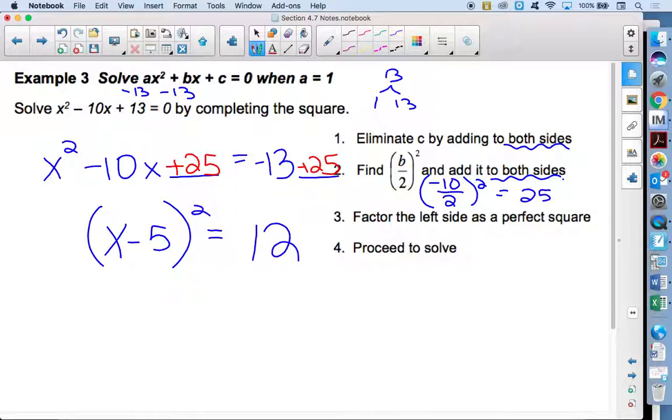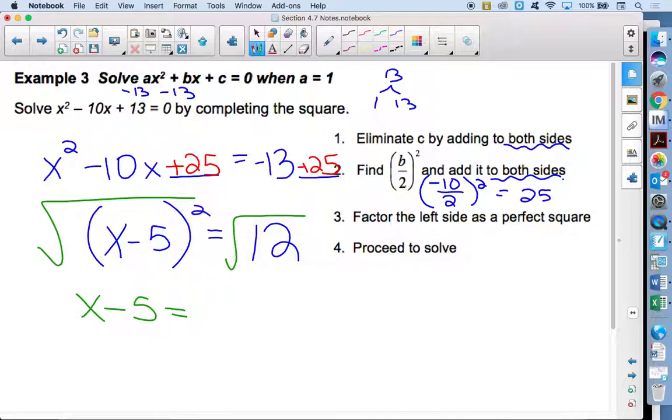So now we have a problem that we can solve using what? How could we solve this? Virginia? By taking square roots. So completing the square is like the precursor to using the square root method. We're forcing the problem to look like something we can then take the square root of. So completing the square is the first part. Now we can take the square root of both sides to continue to solve.